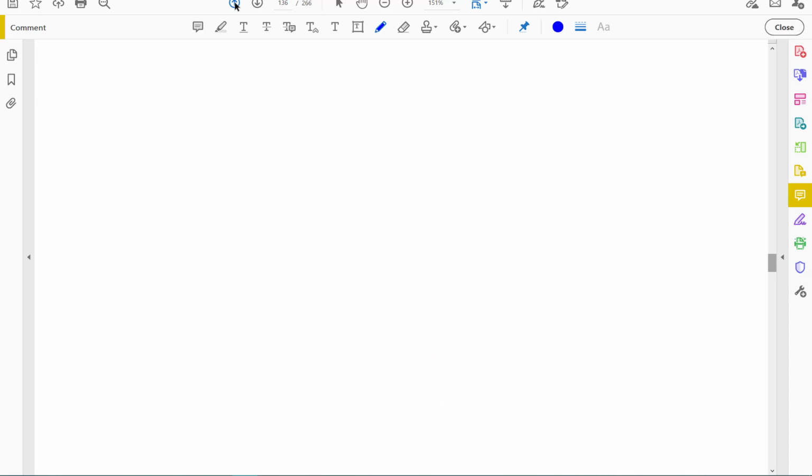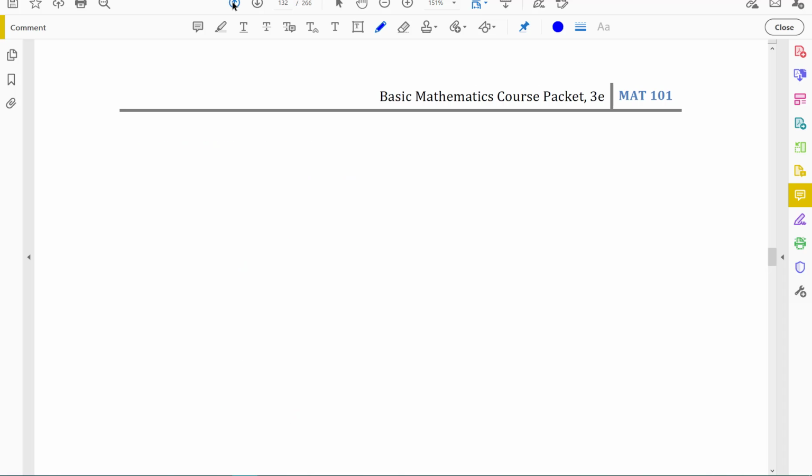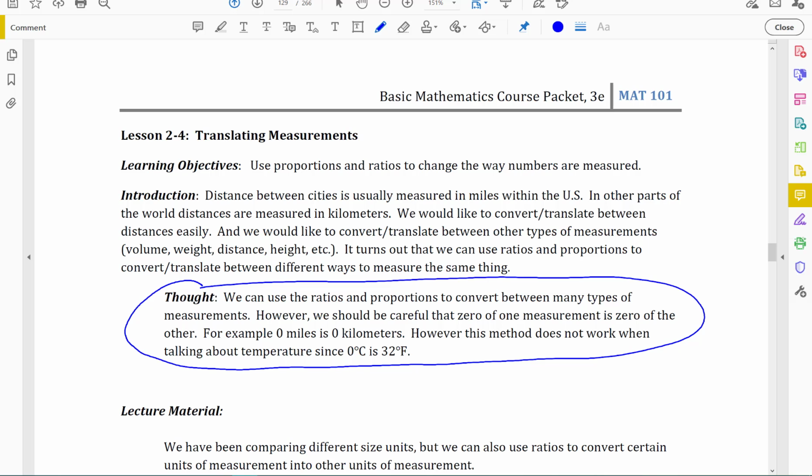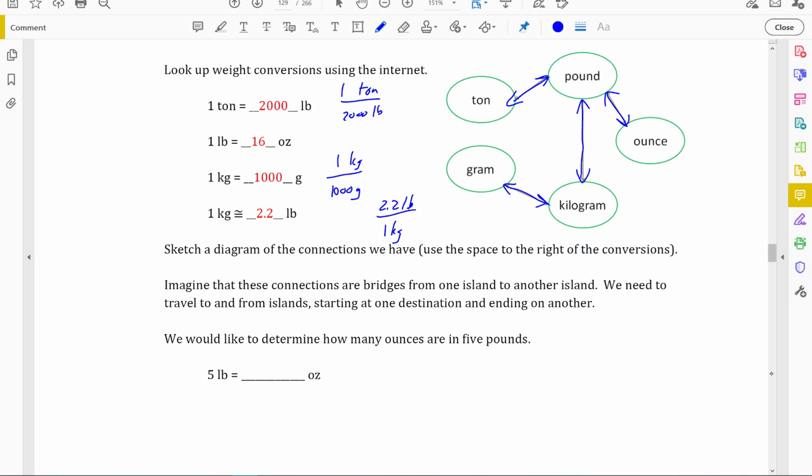So the bottom of our page, and I keep scrolling with the wrong scroller, I'll get better. The bottom of our page here kind of gives us a problem to think about.